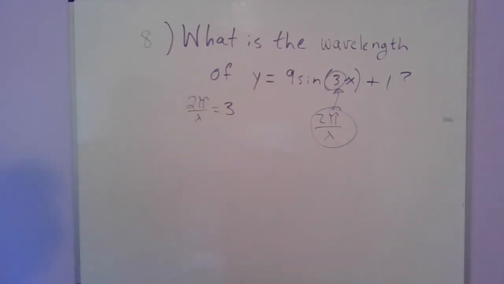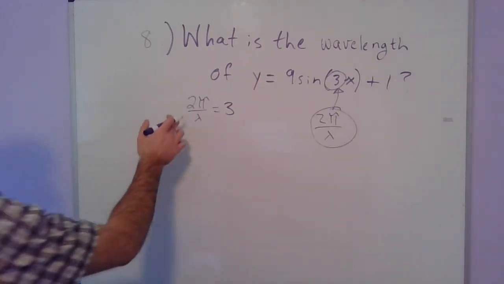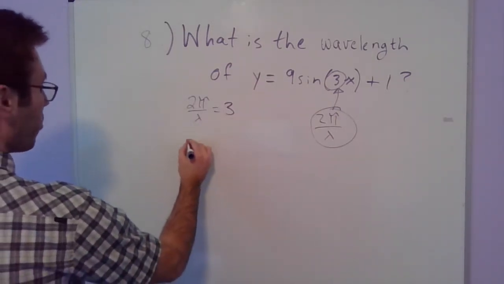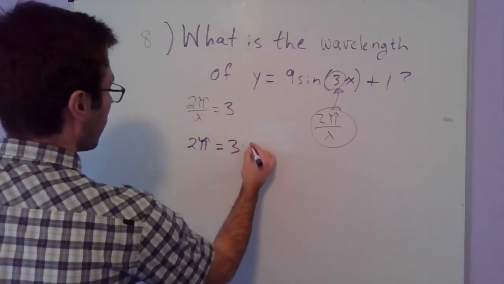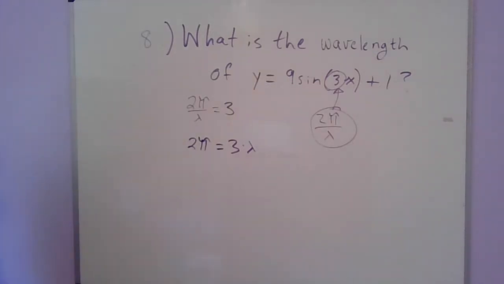Lambda is in the denominator. I need it out, so I multiply both sides by lambda. I get 2 pi is equal to 3 times lambda. Did someone have a question on that?